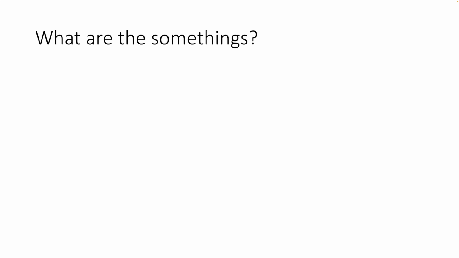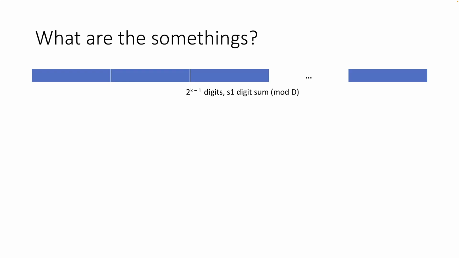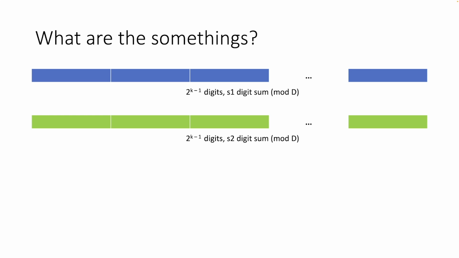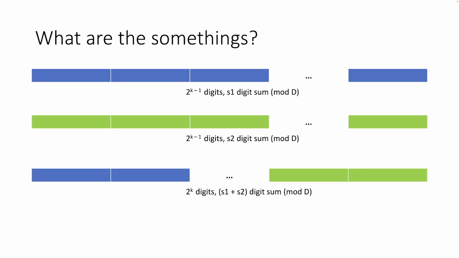Note that for every 2 to the power of k minus 1 digit number that sums to s1 modulo d, and by sums to I mean the digit sum is s1, we can pair it with all 2 to the power of k minus 1 digit numbers that have a digit sum of s2 modulo d, obtaining a 2 to the power of k digit number that sums to s1 plus s2 modulo d.